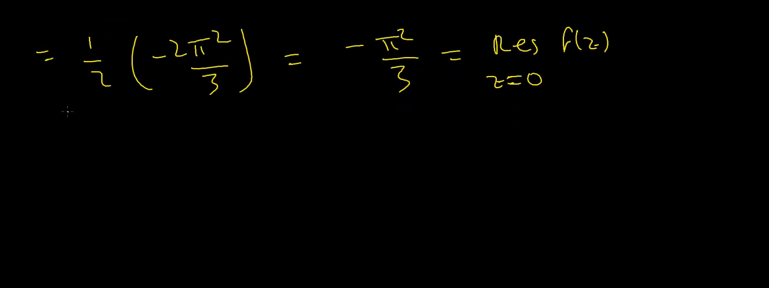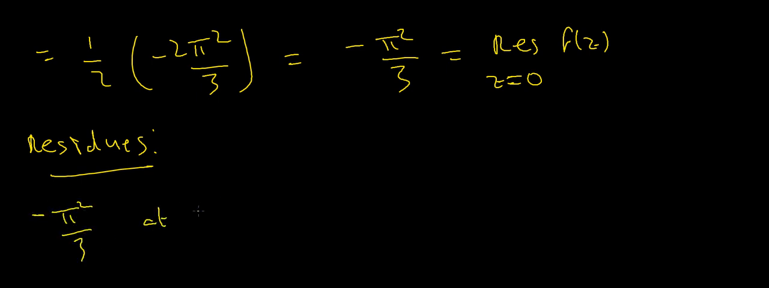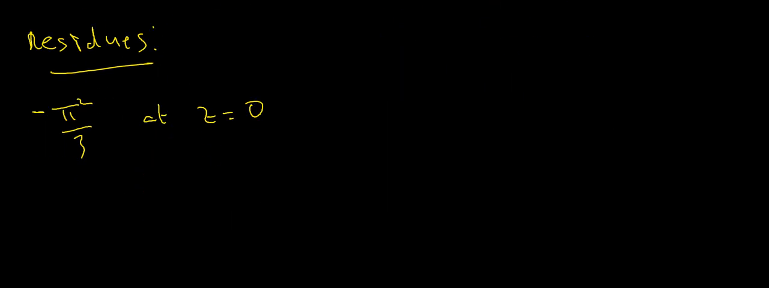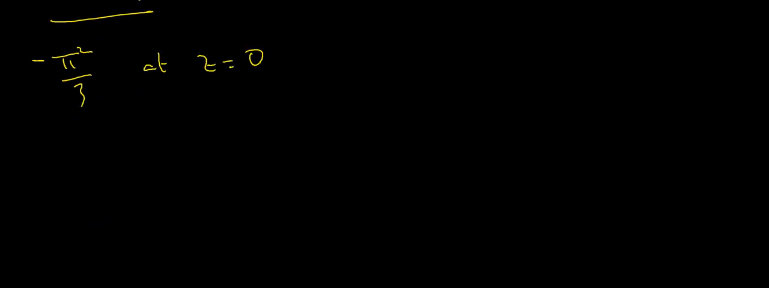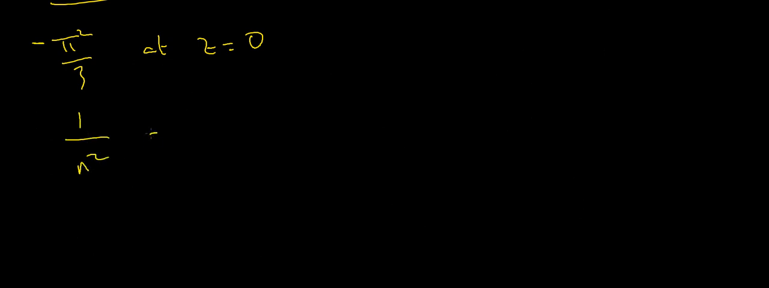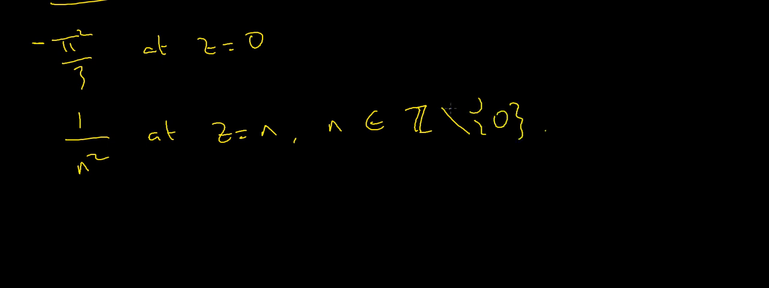So in other words, the residues of f were minus pi squared over 3 at z equals 0, and what did I have everywhere else? I had 1 over n squared at z equals n, where n was some integer not equal to 0. That Z backslash 0 means the integers not including the point 0, or the element 0.